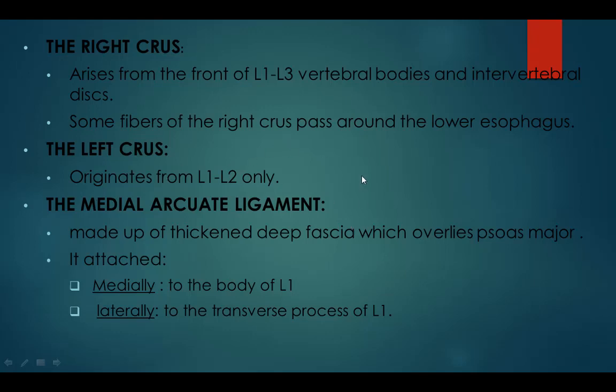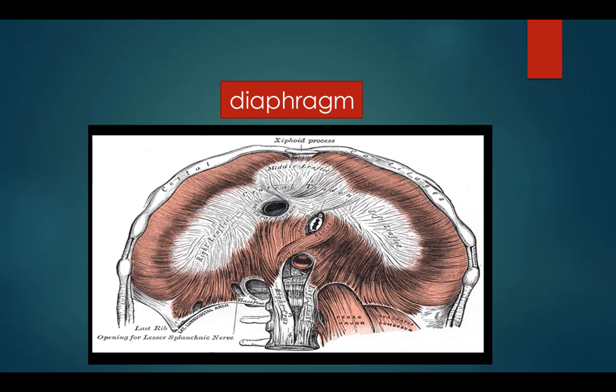The medial arcuate ligament is made of thickened deep fascia which overlies the psoas major, attached medially to L1 and laterally to the transverse process of L1. So this is the medial arcuate ligament. You see this is a psoas muscle. This is the medial arcuate ligament, attached here to L1 medially, and the transverse process of L1 laterally.